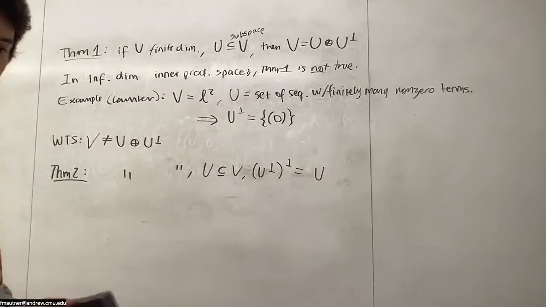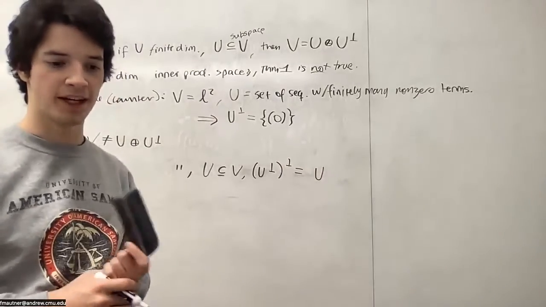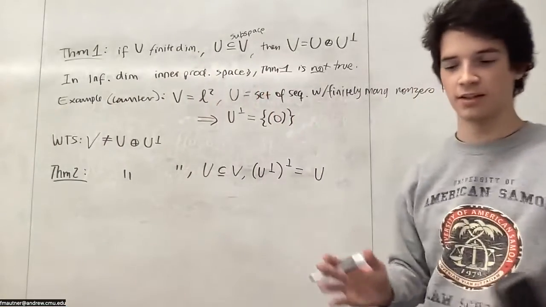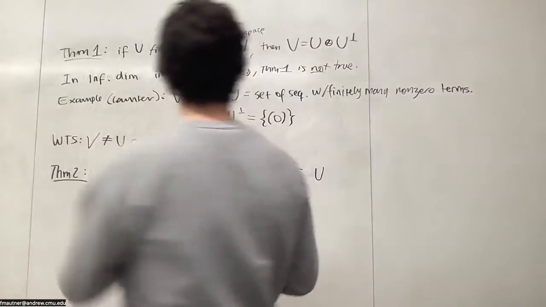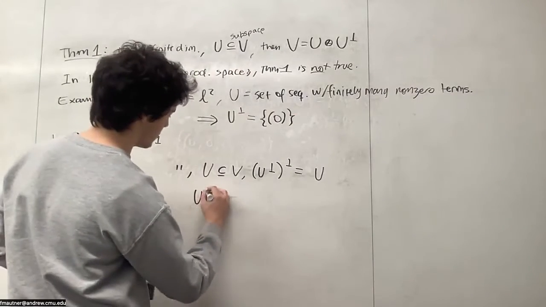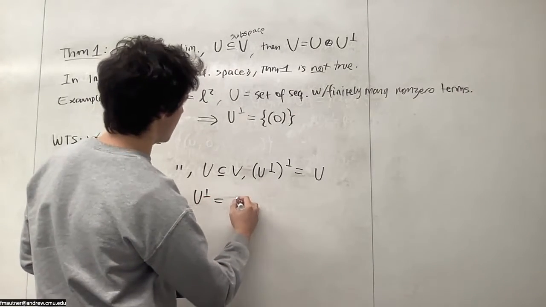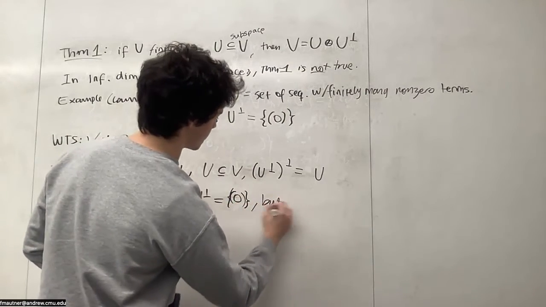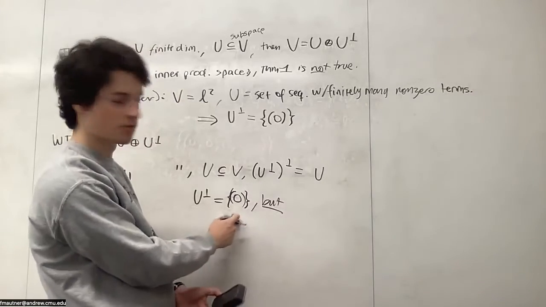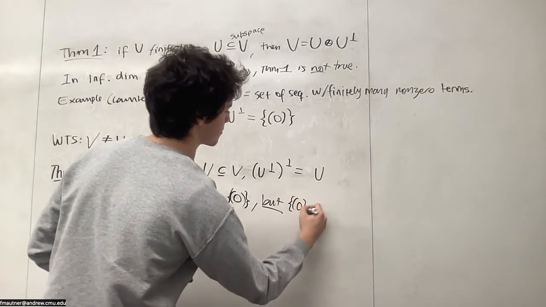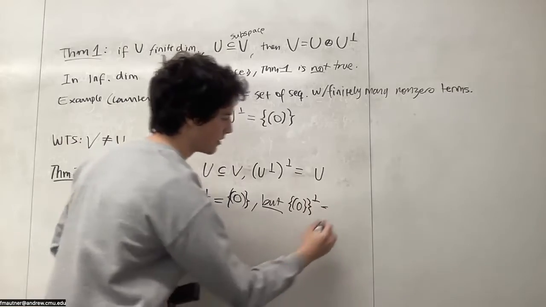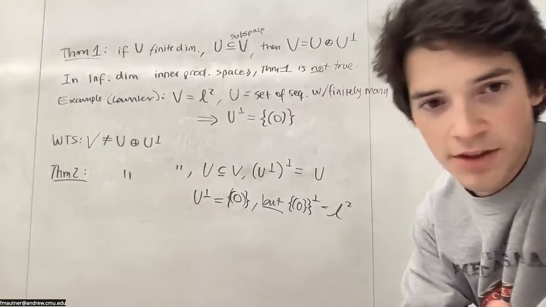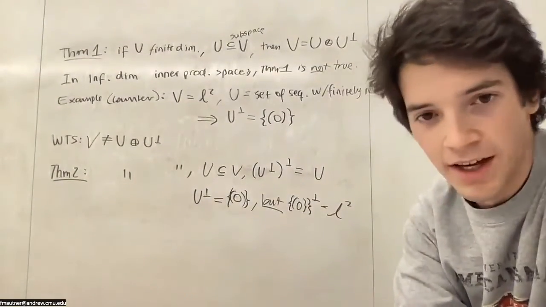This doesn't hold in infinite dimensions, as we'll now show, and we'll use the exact same vector space and subspace that we have there. So if we use the exact same U, we have that U perp is equal to just 0. But if we take the orthogonal complement of 0, what do we get? Well, clearly we get all of L2 back, as everything is orthogonal to everything in U perp.